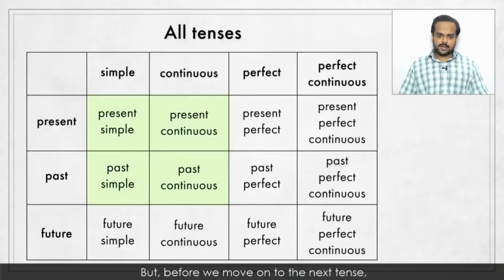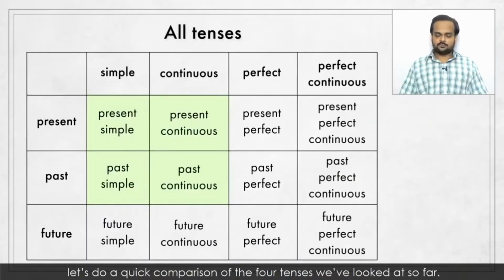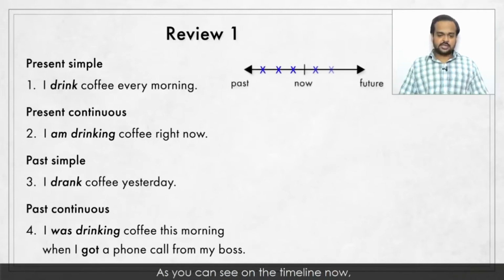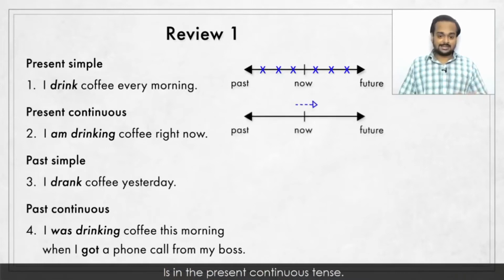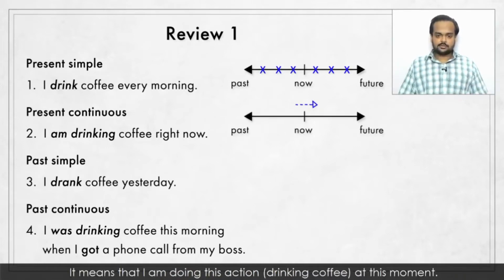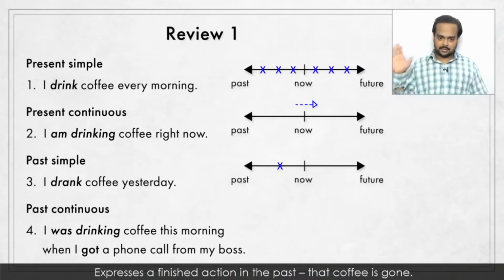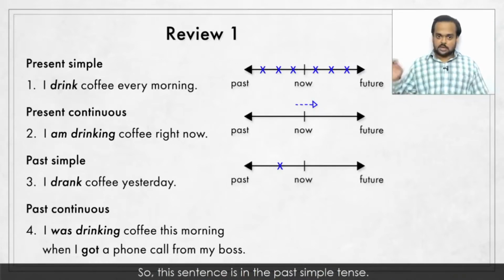But before we move on to the next tense, let's do a quick comparison of the 4 tenses we've looked at so far. I drink coffee every morning is in the present simple tense. As you can see on the timeline now, this tense expresses a habit or a routine, something that happens regularly. I am drinking coffee right now is in the present continuous tense. It means that I am doing this action, drinking coffee, at this moment. I drank coffee yesterday expresses a finished action in the past. That coffee is gone. So this sentence is in the past simple tense.